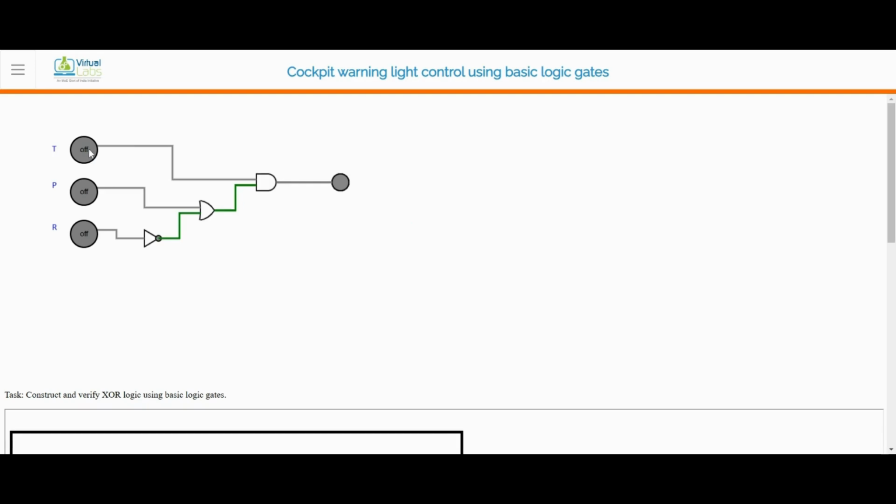So as the temperature is high, the warning light is turned on. When pressure and RPM are high, the warning light is still turned on. When temperature is low, the warning light is automatically turned off. Or when pressure is low, the warning light is automatically turned off. So that's it about our cockpit warning light control system.